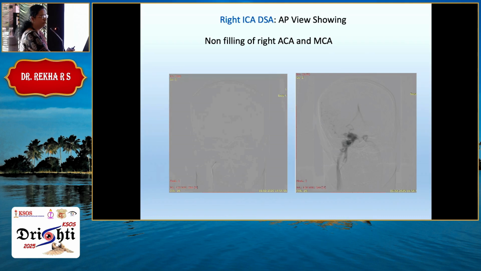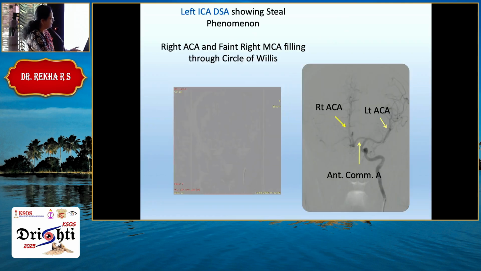So this was evident on doing the DSA. On the left hand side, this is the DSA done with the catheter in the right internal carotid artery. You can see that as soon as it enters the right internal carotid artery, it was leaking out. There was no filling of the right ACA or the MCA. But when the DSA was done with the catheter in the left internal carotid artery, you can see there is not only filling of the left ACA, there is also filling of the right ACA through the anterior communicating artery. So the right side was stealing blood from the left side.